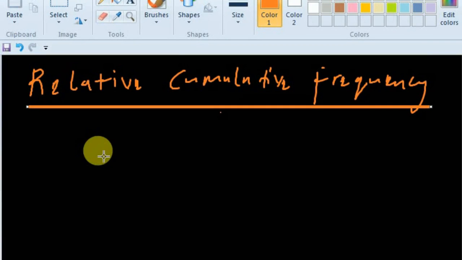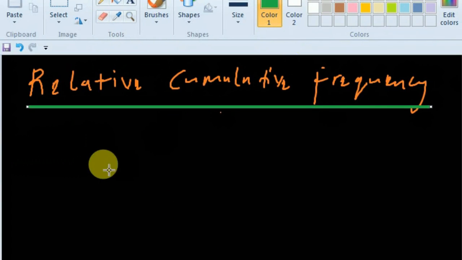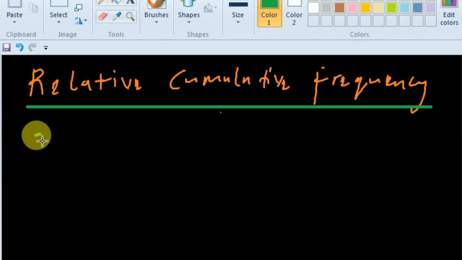So we are going to continue with statistics, and today we're going to look at relative cumulative frequency. For you to find the relative cumulative frequency, first of all you need to find the cumulative frequency. That's the first important point that you need to take note.